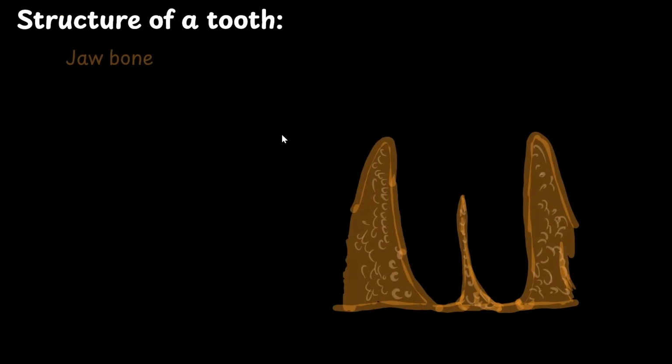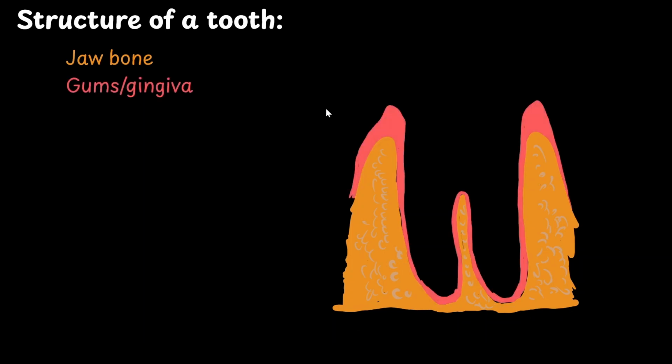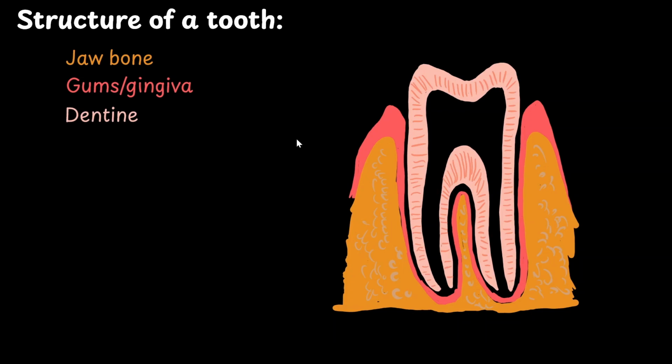Now let's look at the structure of the tooth. We have the jawbone, and you can see that there is a space present within the jawbone naturally, which is called the socket. On the jawbone, we have the gums, also called the gingiva. The body of the tooth is represented by a substance called dentine. It is very similar to bone.